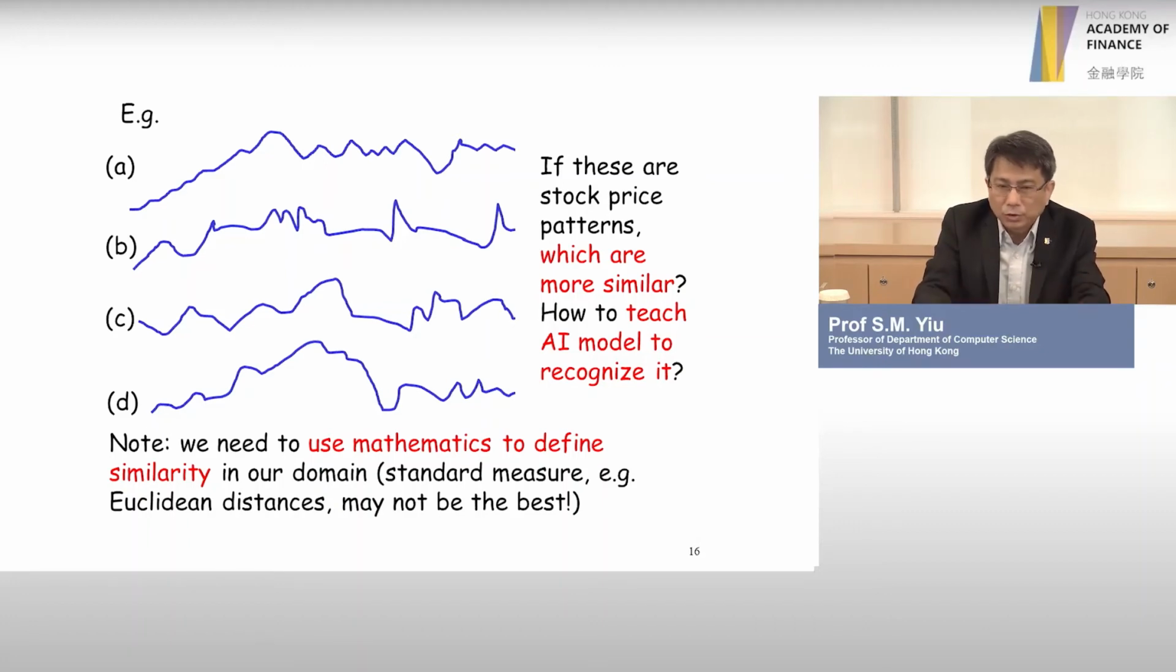Now, if you know this technical stuff, then you probably know that in the standard AI model, in most cases, they will try to use a distance measure called the Euclidean distance. But in our case, this may not be appropriate, depending on what kind of data and what kind of market you are talking about.